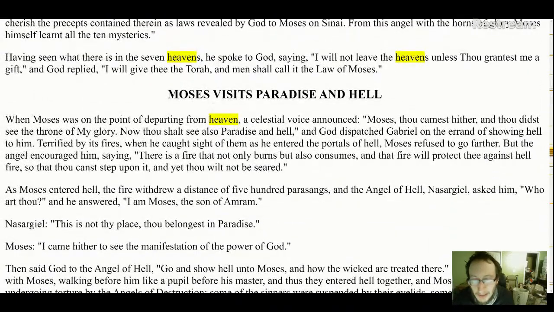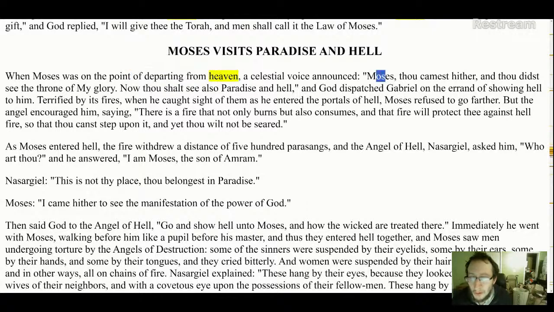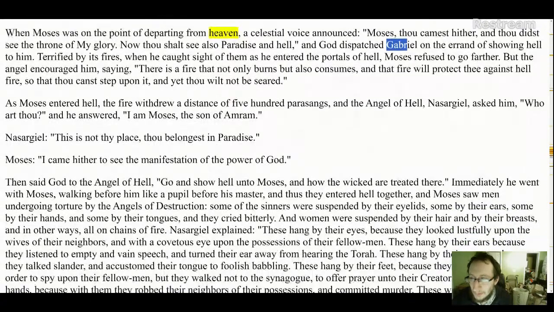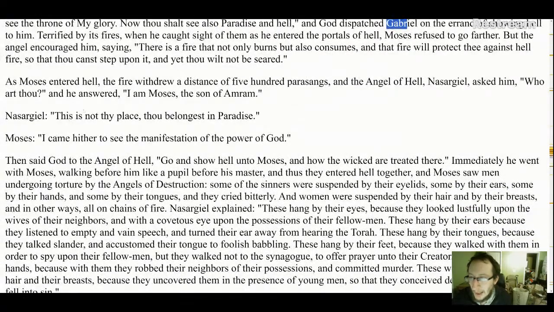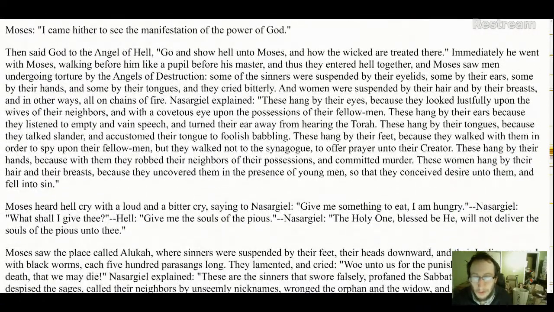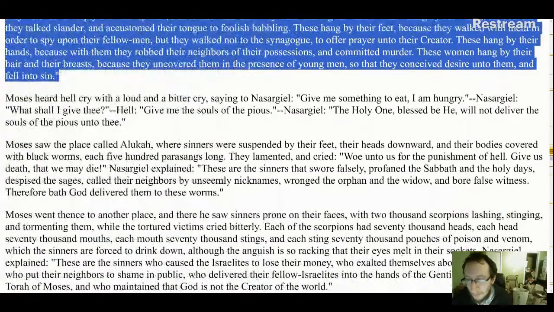And then it says he saw paradise and hell, which is exactly what 2nd Baruch talked about. So he was on the point of departing from heaven. A celestial voice announced, Moses, you shall now see paradise and Sheol. It says hell, but we'll say Sheol. Okay, hell in the English translation, that says. So Gabriel was sent to show him these things. And he came upon Nesargael, an angel, the angel of Sheol. So he sees the punishments in Sheol.